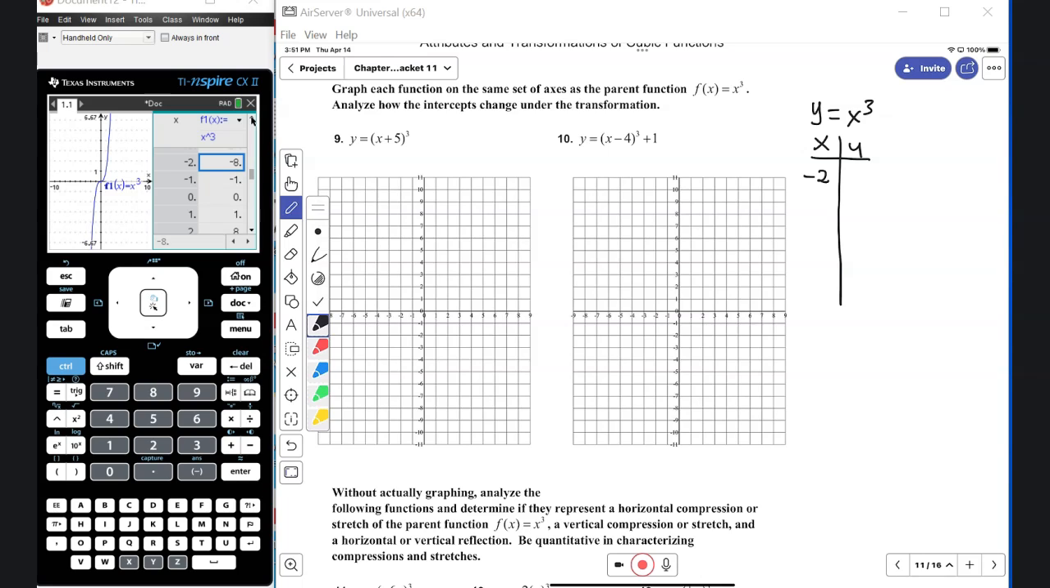So when x is -2, y is -8. When x is -1, y is -1. When x is 0, y is 0. When x is 1, y is 1. When x is 2, y is 8. This is just a portion of the table. It doesn't make sense to graph the other ordered pairs since I can't graph them. So we have -2, -8; -1, -1; 0, 0; 1, 1; and 2, 8. This is the parent function.